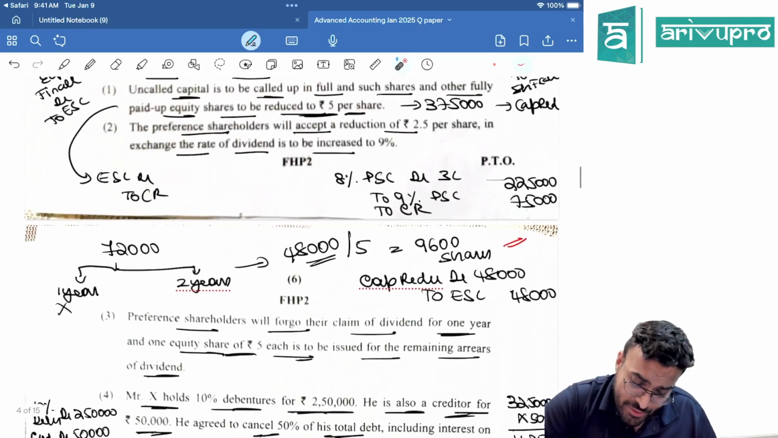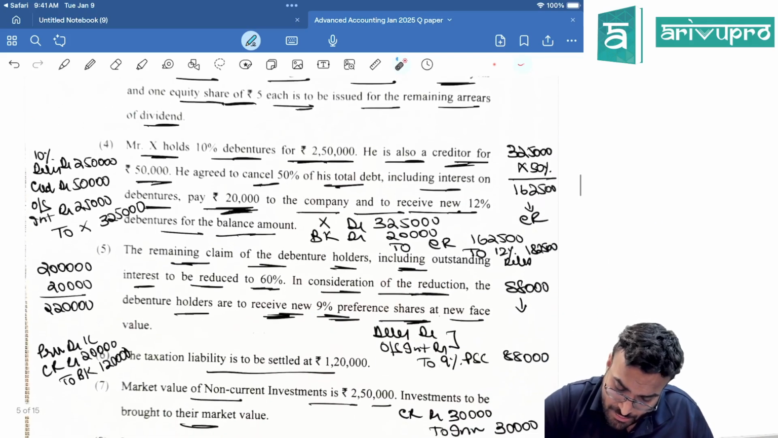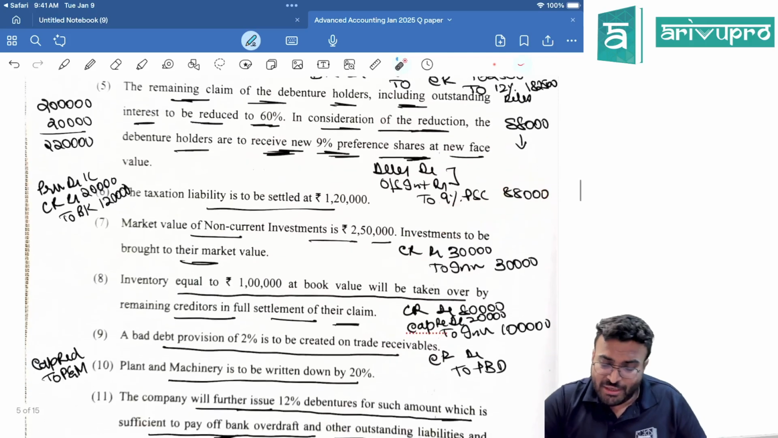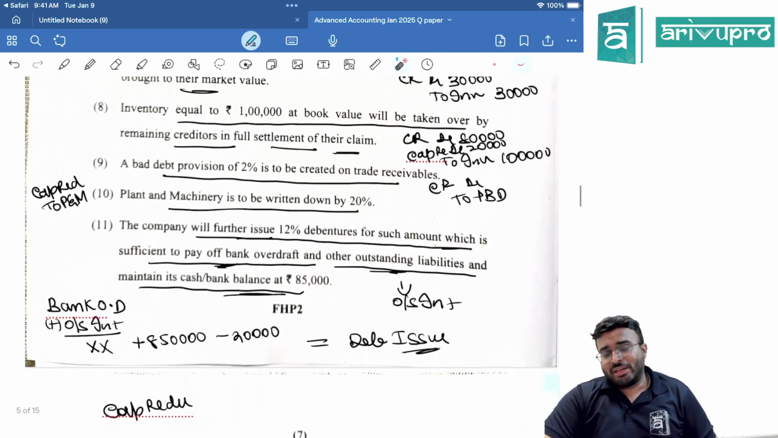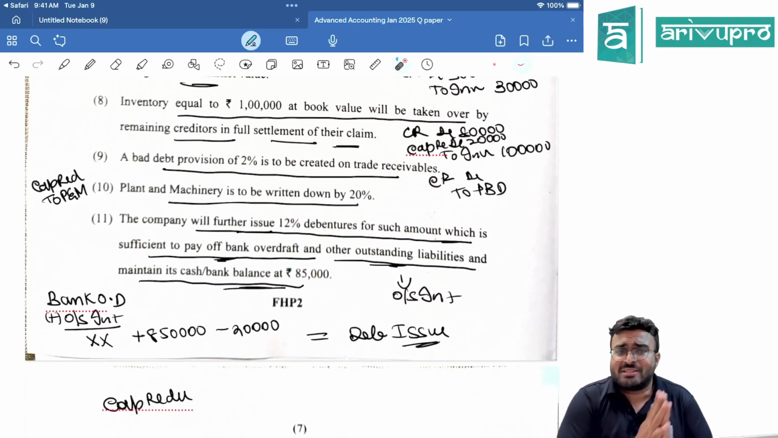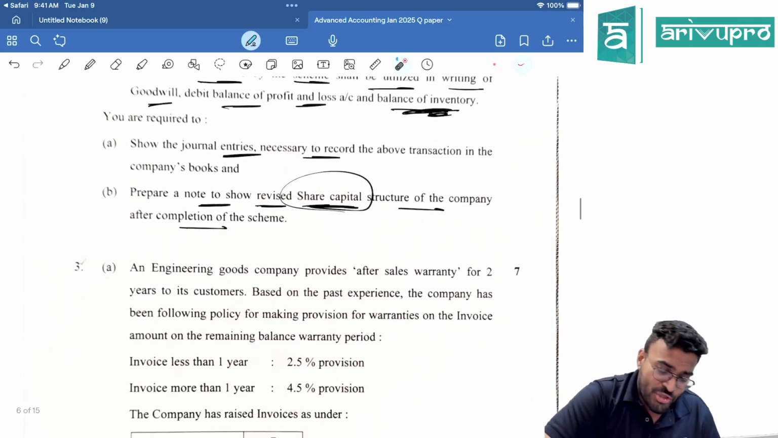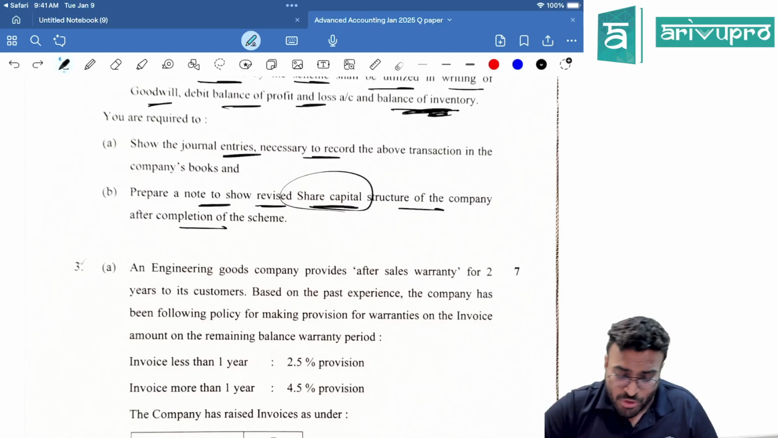Preference shares, what happened? Preference share capital. We have issued some preference shares again over here. Yes, 9% preference share capital for 88,000. So they have asked you to prepare the share capital note. This should be a 14-mark question. You have to be on your top speed to finish this, okay, within time, because you have so many entries to calculate and you have to pass. Luckily, they didn't ask for the balance sheet. They only asked you to prepare the note for share capital. That was your question number 2.